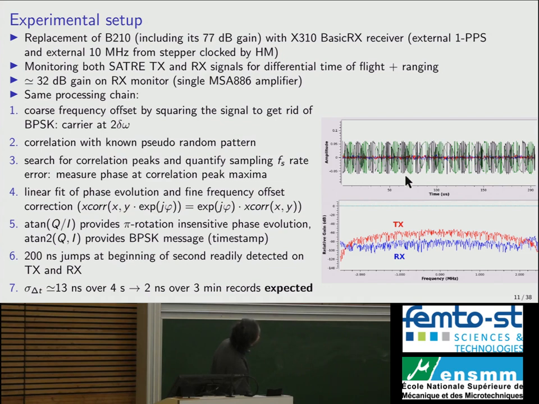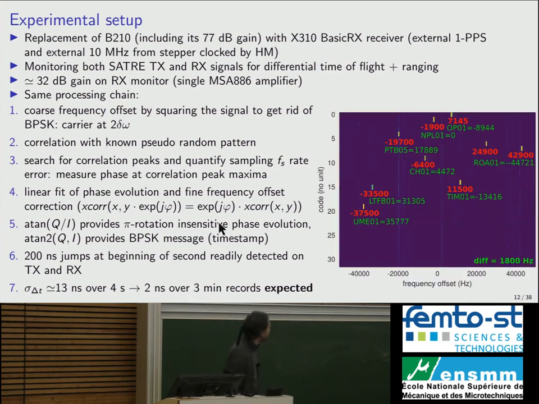So here is an example of the measurement. This is the signal that is transmitted by our local modem in Besançon. There's the received signal, which is the sum of all the signals received from all the other observatories. By taking the cross correlation with the code, you can identify the time difference between the two messages. To give you a long story short, over a 4-second analysis, thanks to a high signal-to-noise ratio, we are able to measure the time difference with about 13 nanoseconds, and that would lead to about 2 nanoseconds over a 3-minute record. So that's what it actually looks like.